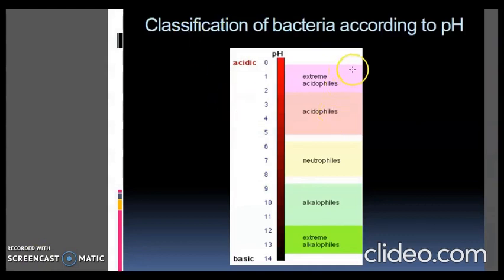And in this classification, 5 groups have been shown. And you can see here the extreme acidophiles having the pH range of 0 to 2. Acidophiles having the range of 2 to 5. And the neutrophils between 5 to 8. Alkalophiles between 9 to 12. And the extreme alkalophiles above 12, that is 12 to 14.